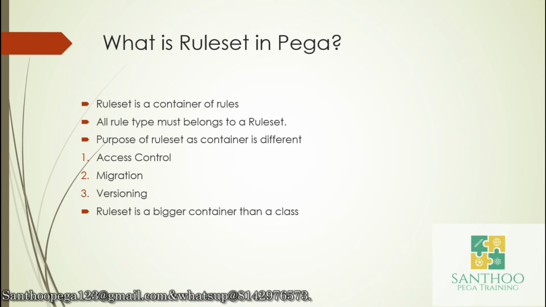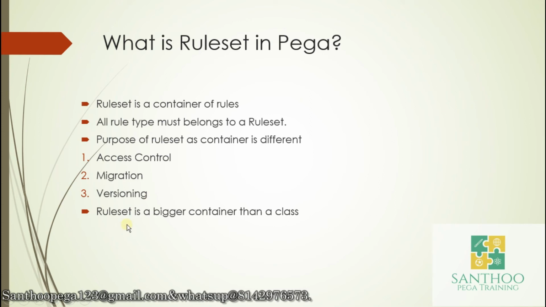And there you can see access control, migration, and versioning. There we have to understand how we give access control to the operator, and how we use migration, like major version increasing, minor version increasing, and also rule versioning, right?